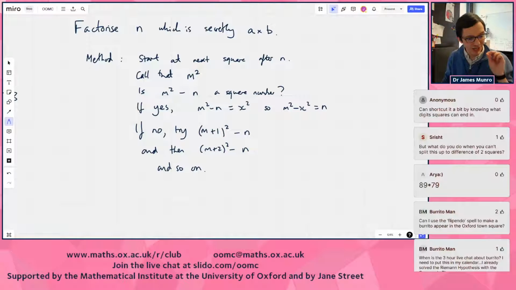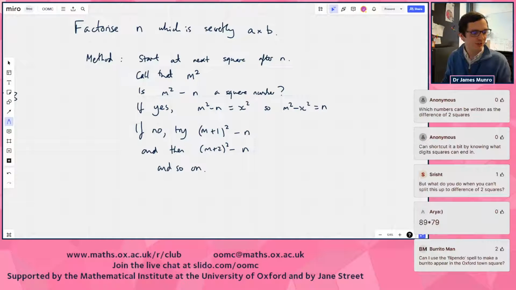Yes, question in chat, which numbers can be written as the difference of two squares? Yeah, okay.